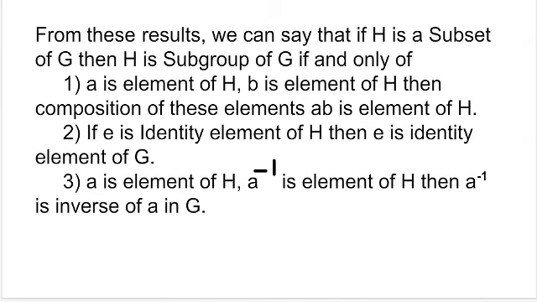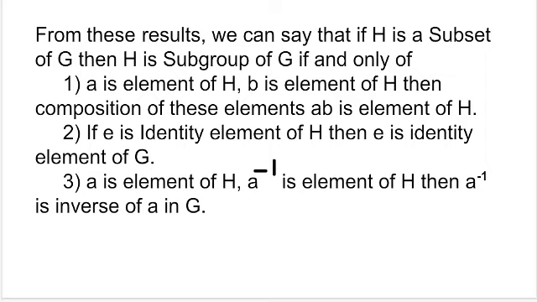From these three results we can say that if H is a subset of G, then H will be a subgroup of G if and only if it follows the following properties. If a is an element of H, b is an element of H, then the composition of these elements ab is an element of H. That is, if we take any two elements of a given subset of a group, then the composition of those two elements, under whatever operation is in the group, must again be an element of that set.